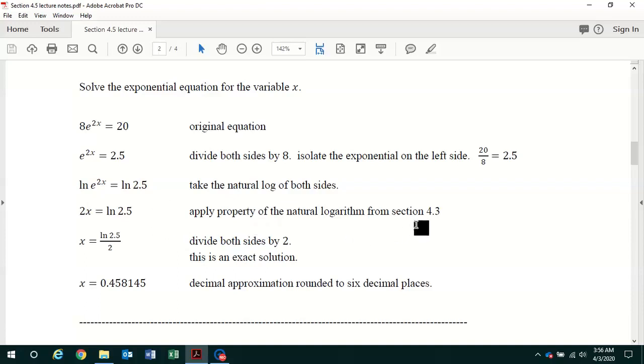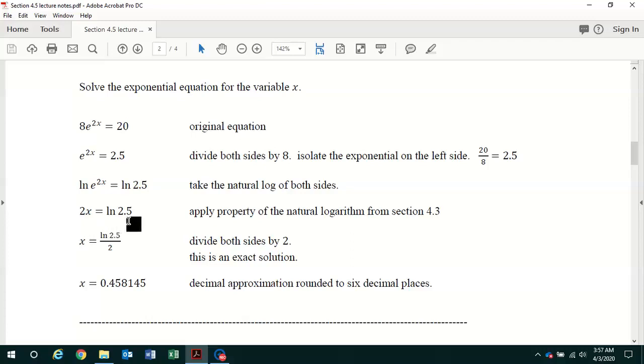Well, one of the properties of the natural logarithm from section 4.3 says if you take the natural log of the number e raised to any power, then the natural log and the e essentially cancel, and you're left with that exponent 2x. So we're taking the natural log of e to the 2x. By that property, the natural log and the e cancel, and we're just left with 2x on the left. And that's equal to the natural log of 2.5. And the natural log of 2.5 is a number on the real number line. If you type into your calculator natural log of 2.5, you'll get a decimal number.